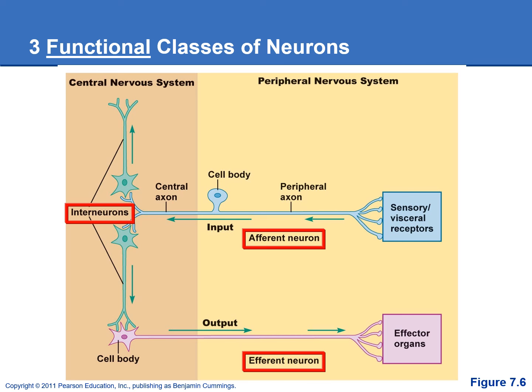As far as which one of these is more common in the body, we have way more interneurons than afferent or efferent neurons, and that's because we have billions of neurons in the central nervous system. So most of the neurons in our body are going to be interneurons.